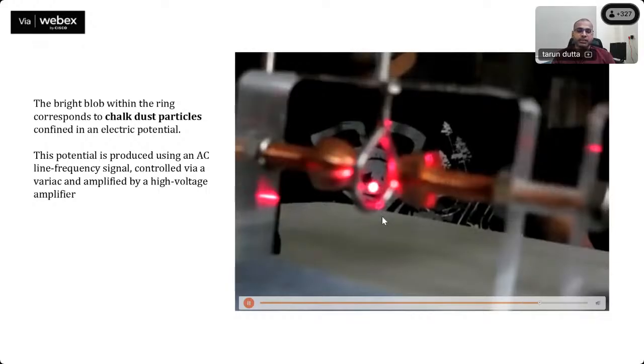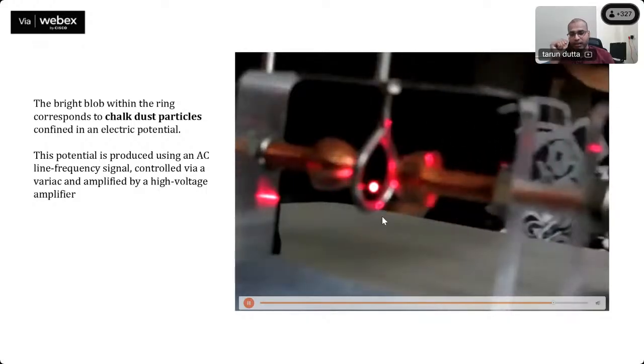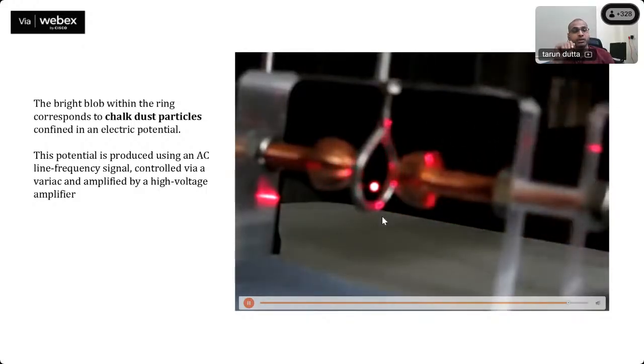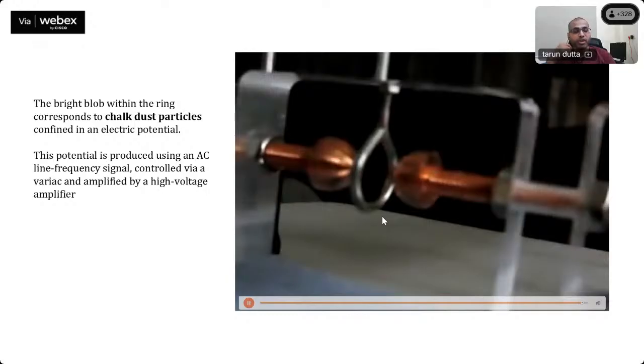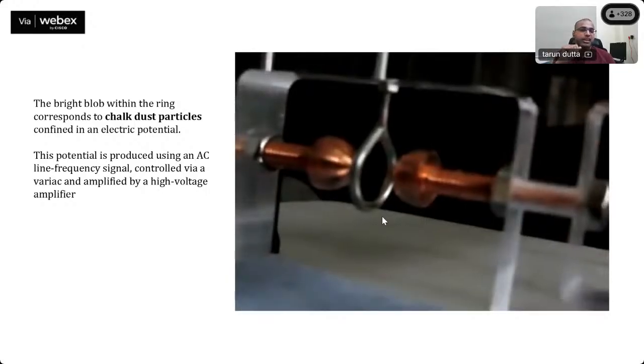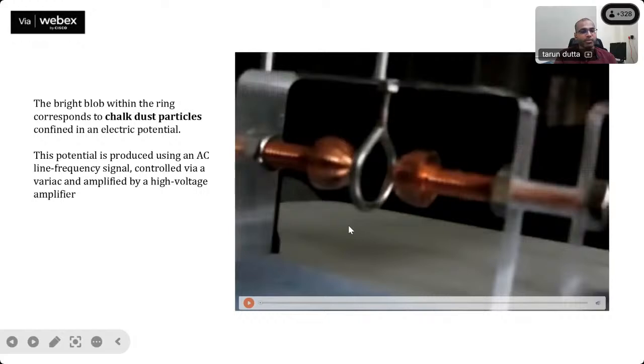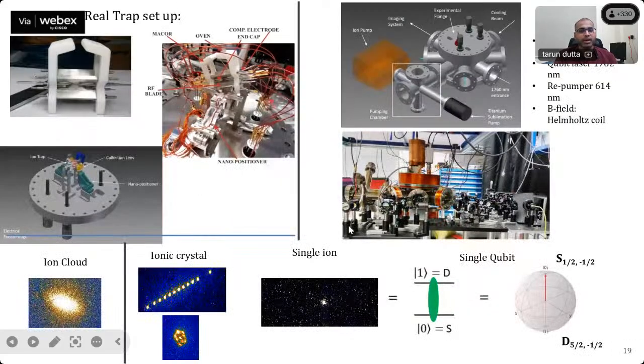So this was my first step toward trapping an ion. Though a dust particle is not charged, you can introduce charge into it. Hope you all know. Now let's get into the process of how I developed the setup to realize a quantum computer. This is the real trap setup on the left side. Hope you have seen my arrow. Before, I showed you the schematic, and this is the real life.